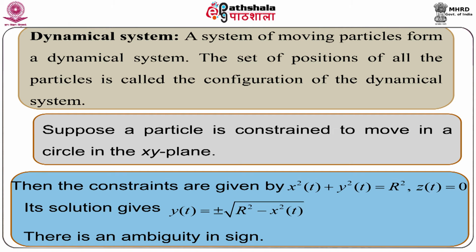Suppose a particle is constrained to move in a circle in the xy plane. Then the constraints are given by x square function of t plus y square function of t equal to capital R square, z function of t equal to 0, solution of which gives y(t) equal to plus minus root over capital R square minus x square function of t. There is an ambiguity in sign. This ambiguity can be removed as follows.